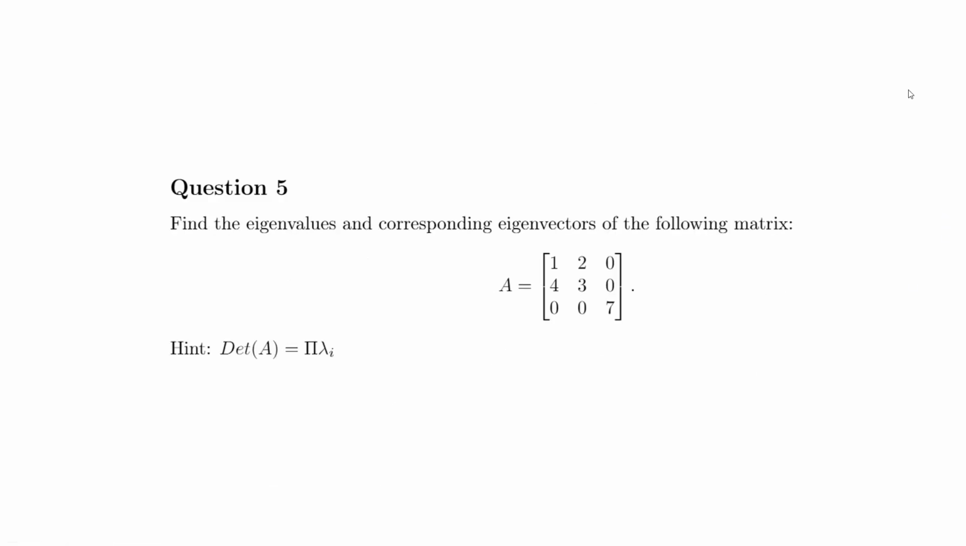The last question is, we need to find the eigenvalues and eigenvectors of a matrix A. We know that the determinant of a matrix is equal to the multiplication of its eigenvalues. We can notice that A is a block matrix. There's one block over here and one block over here, and it is separated by zeros.